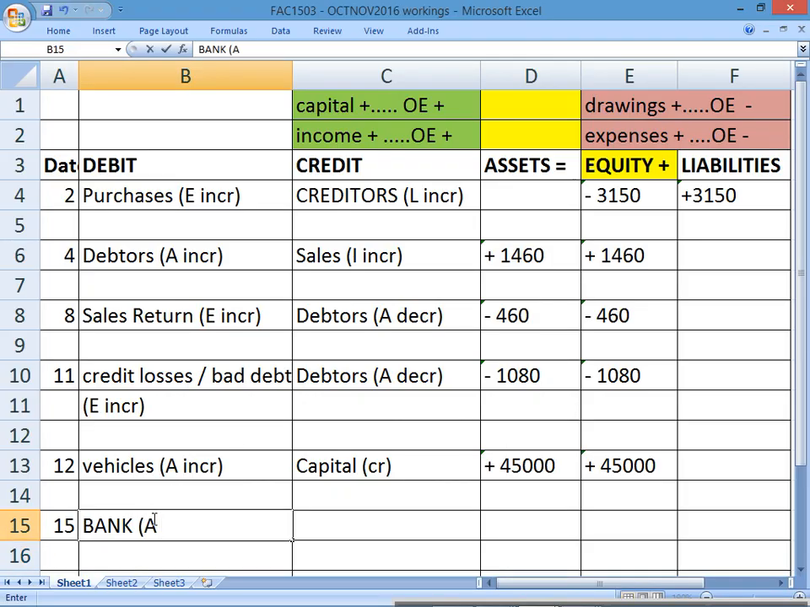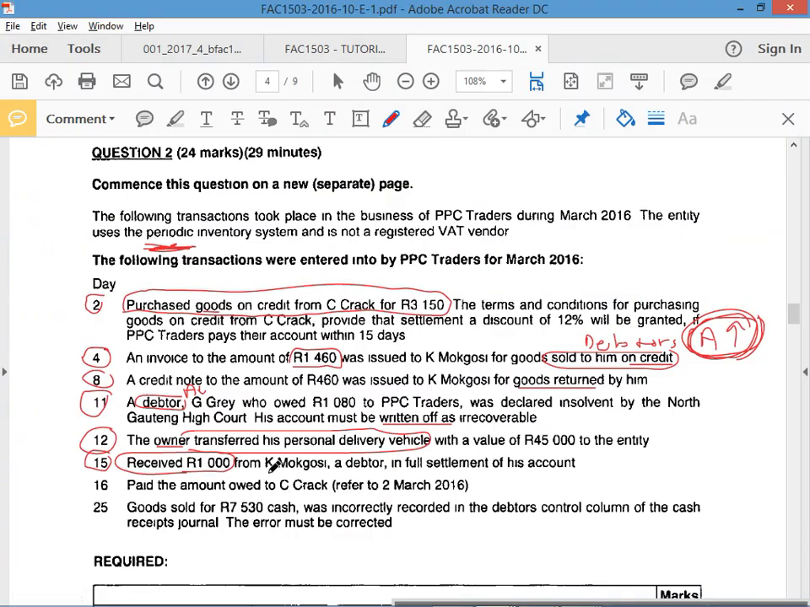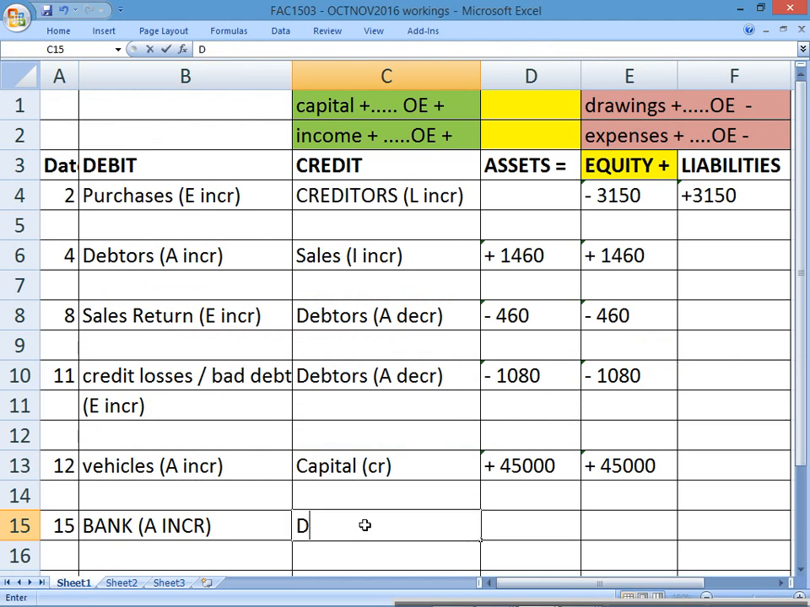Bank, asset, increase. Who are you getting this money from? A debtor. Are you going to have more debtors or less debtors? Less debtors. Where or what is debtors? Debtors is an asset. What's happening to the asset? It's decreasing. Where do assets decrease? Look at the rules. Credit side. That's how you get the answer. Okay, so debtors asset decrease, that's why it's a credit.